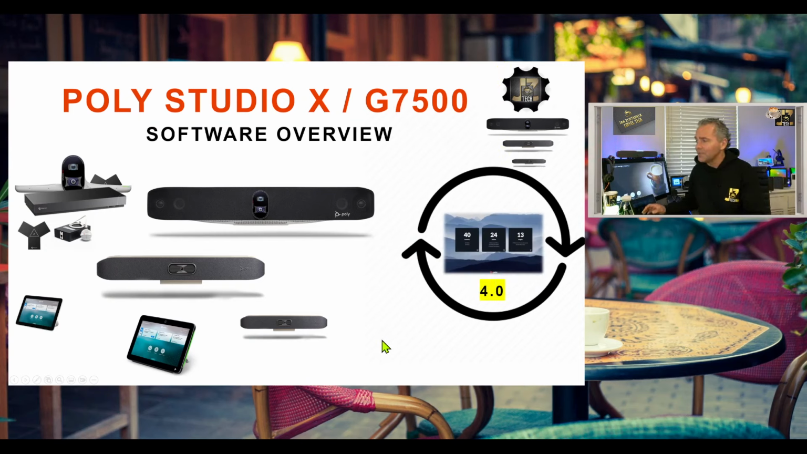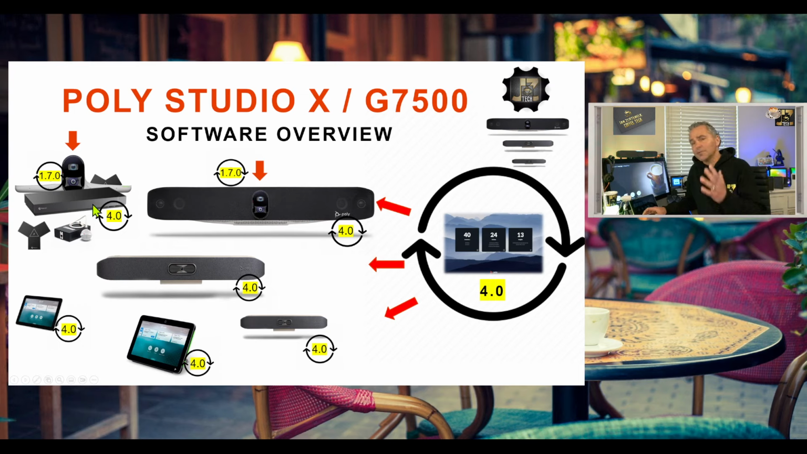It's available for all your devices, X30, X50, X70, and the G7500. In the 4.0, there's also an update for the E70 camera. And so if you have that hooked up to your G7500, it's able to update the E70 to that latest release. Same with X70, and there is a firmware update which comes along with the 4.0 release.